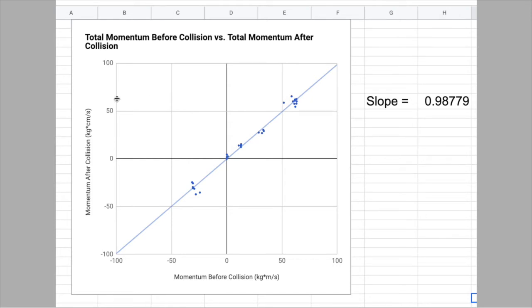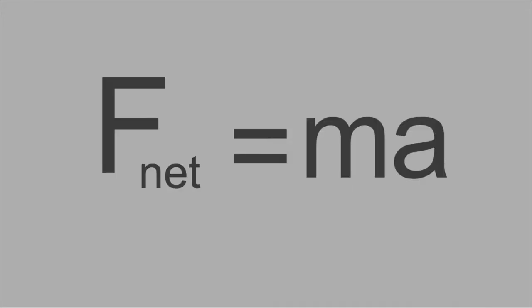So this is something that we can do in isolated collisions between objects, and we'll find time and time again that the total momentum of the objects before the collision is equal to the total momentum after the collision. That's what we mean when we say momentum is conserved. So why does this happen? We need to consider Newton's second law of motion.